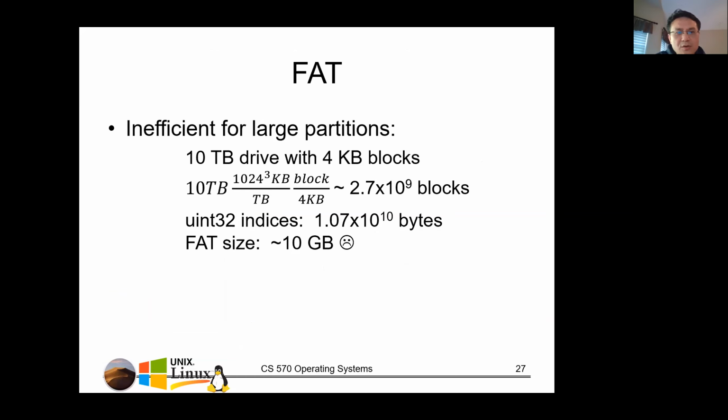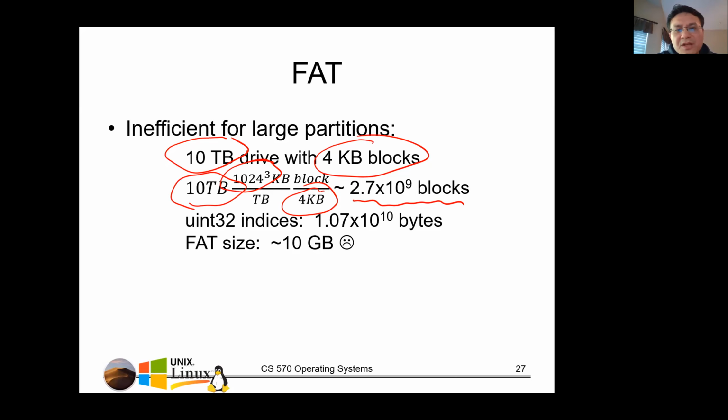All right. So let's say you have a 10 terabytes drive, with each block having 4 KB size. So how many blocks are there? You simply use 10 terabytes divided by 4 KB. This is the number of blocks you would have with this 10 terabytes partition.